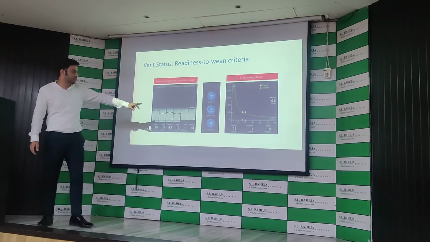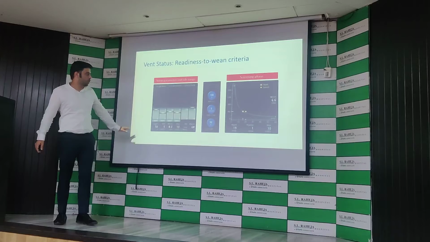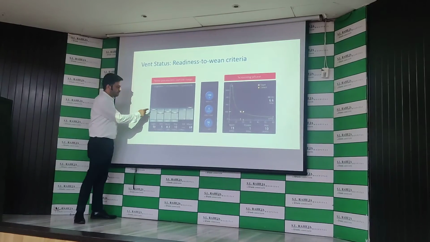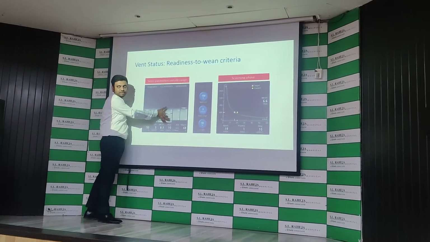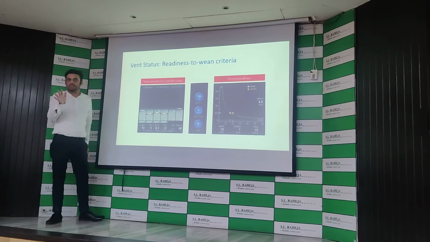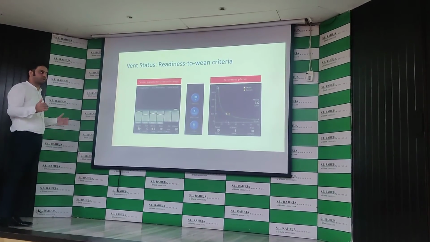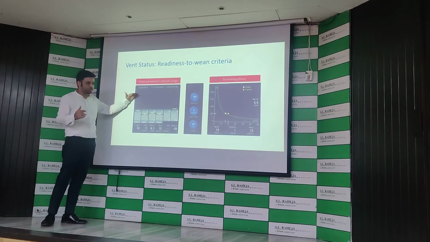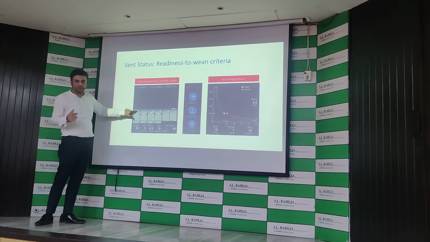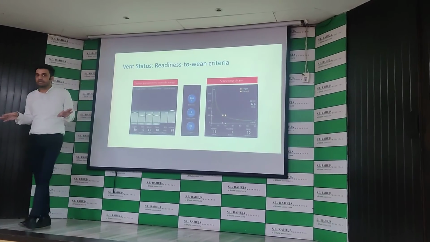Okay, so it's a little blurred, not visible very well. All these points, you can see these bars. If this bar is in the white range, that means it is under the normal range. If it is outside this white range, that means the patient is not ready to wean.